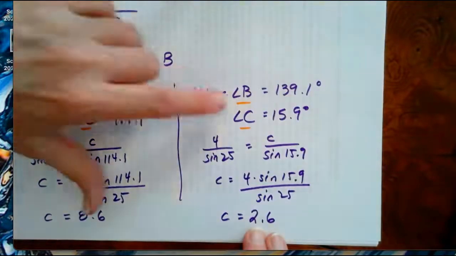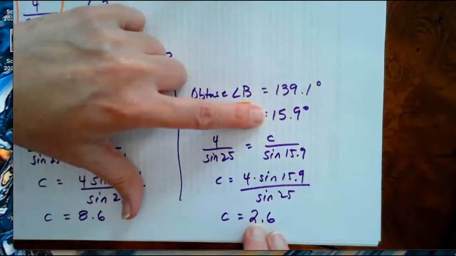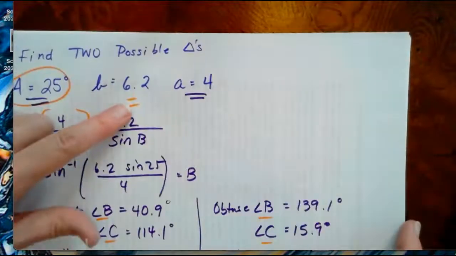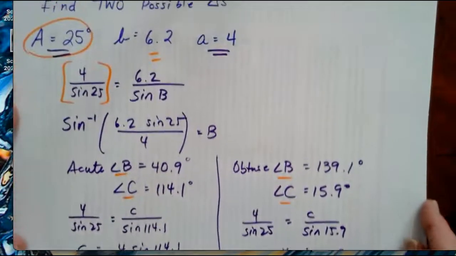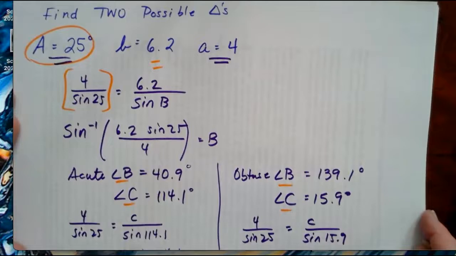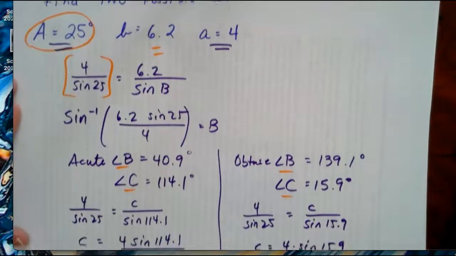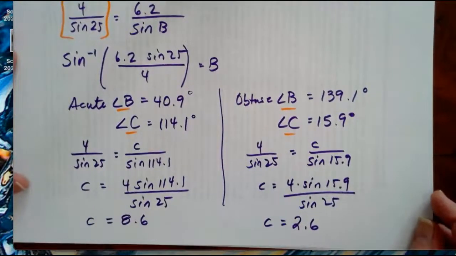And of course, being that angle c in this triangle is very small, little c has to be smaller than b and a. It is. So there you go. That is your two-case ambiguous triangle law of sines problem. We will have one like that.